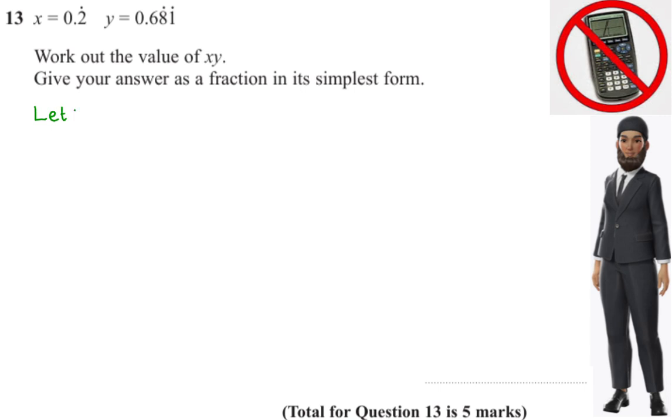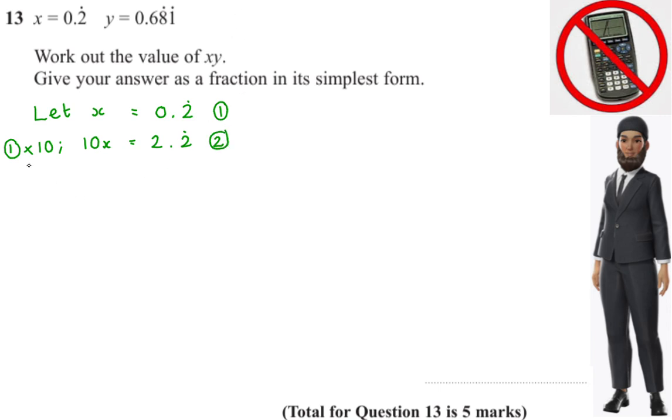Right, so first and foremost, let's start by considering this. Let x equal 0.2 recurring. Let's call this equation number 1. We're going to multiply this by 10, so the whole element of the recurring goes to the left hand side of the decimal point. So equation number 1 multiplied by 10, and we should get 10x is equal to 2.2 recurring. Now this is going to be our equation number 2.